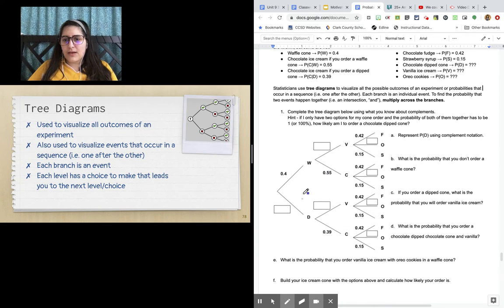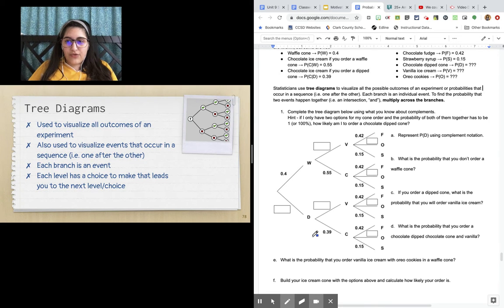Then I have these other probabilities that remain the same no matter what choice I make. See how here in the third level, the probability that I get chocolate fudge and the probability that I order strawberry syrup is the same for all of these, no matter which ice cream choice I made, no matter which waffle or which cone choice I made. So what I want you to do here is take a couple of minutes and see if you can fill in the blank spaces in this tree diagram.